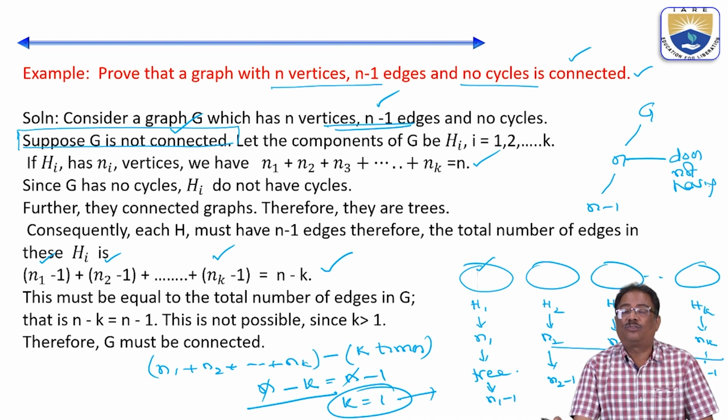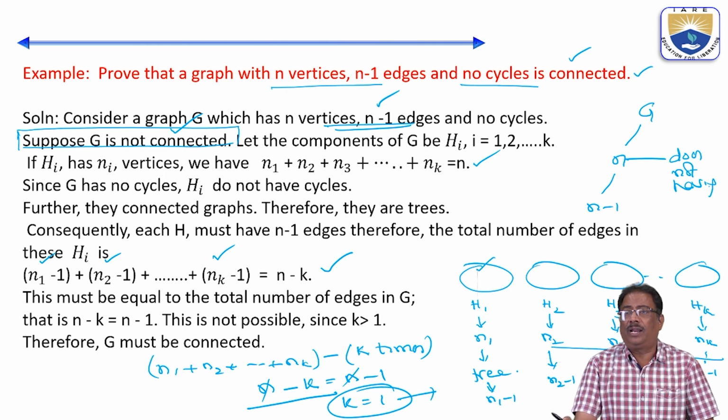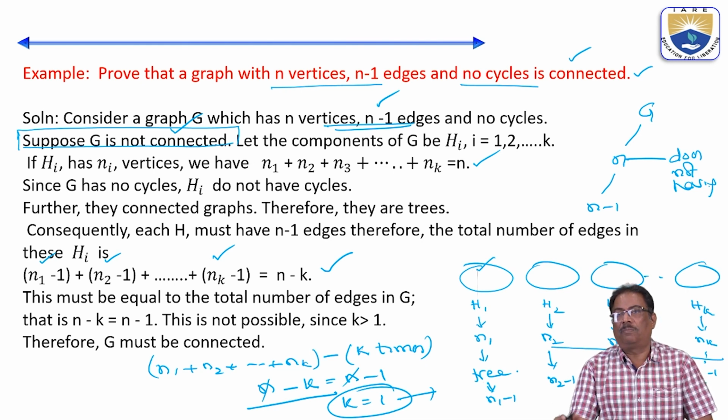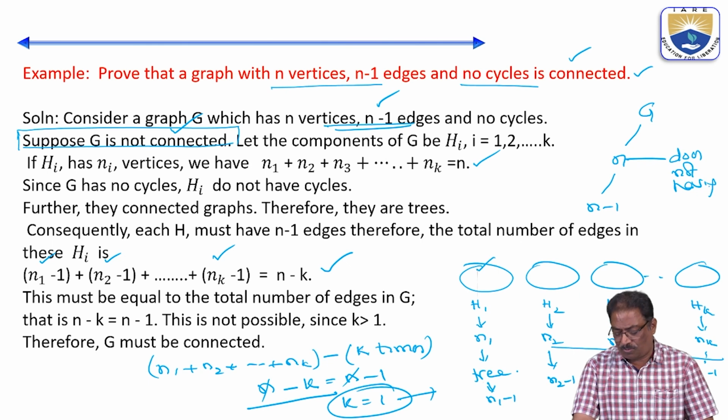So there are no separate subgraphs. The entire graph is only one connected graph. So whatever assumption we made, that the graph is not connected, is wrong. If it were correct, then I would get k greater than 1, but I am getting k equal to 1. So the assumption we made is wrong. Hence, G is a connected graph.